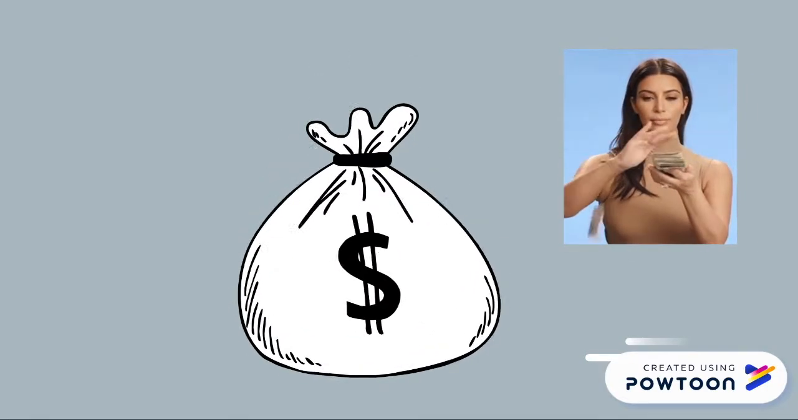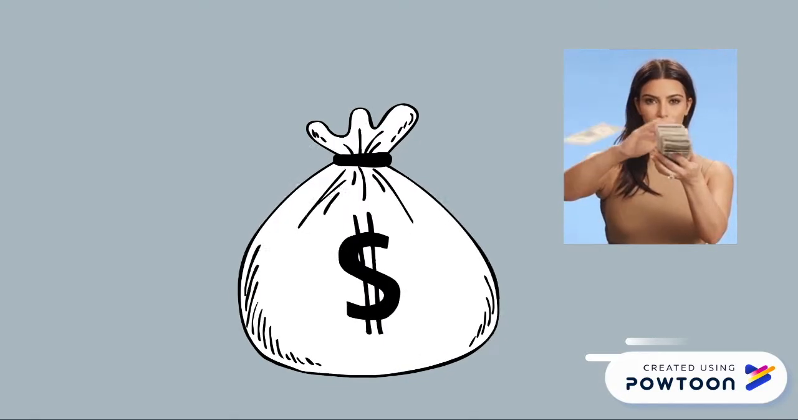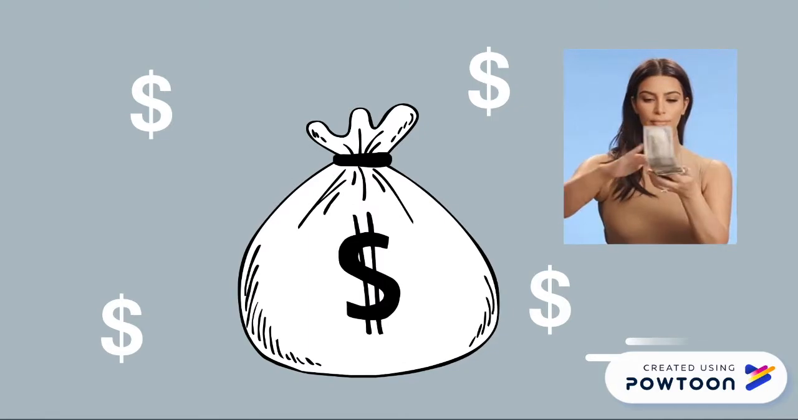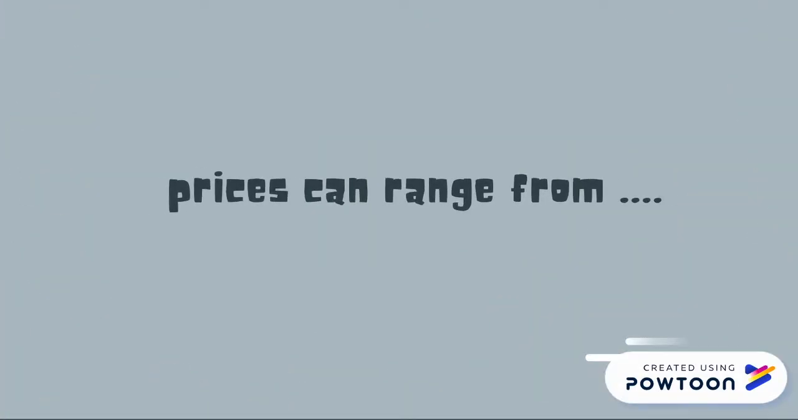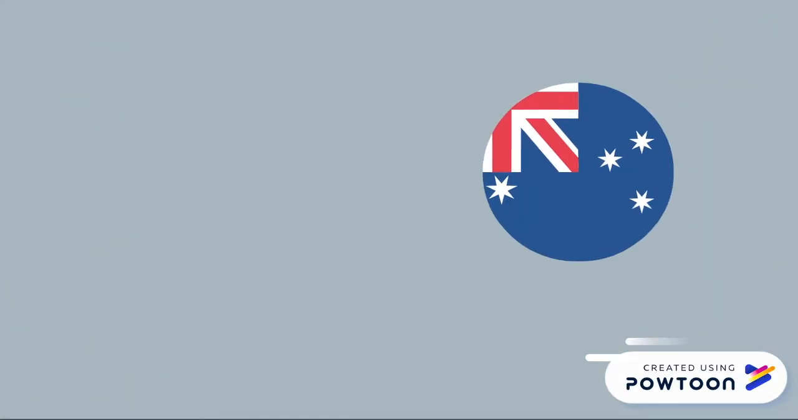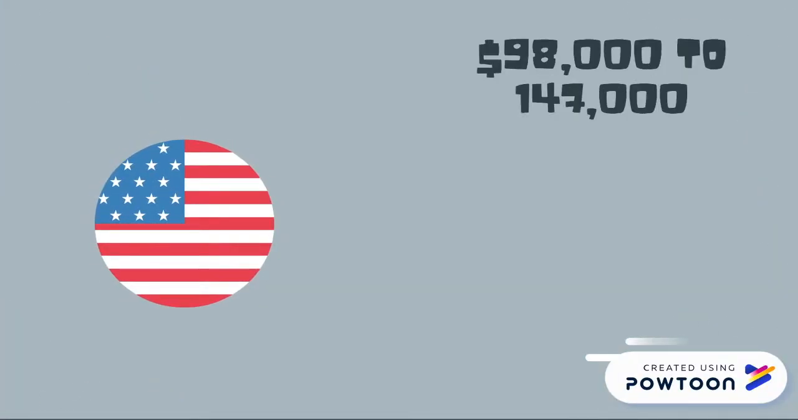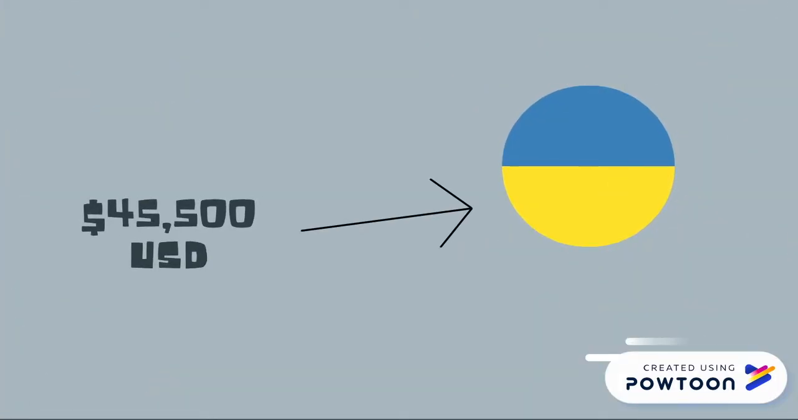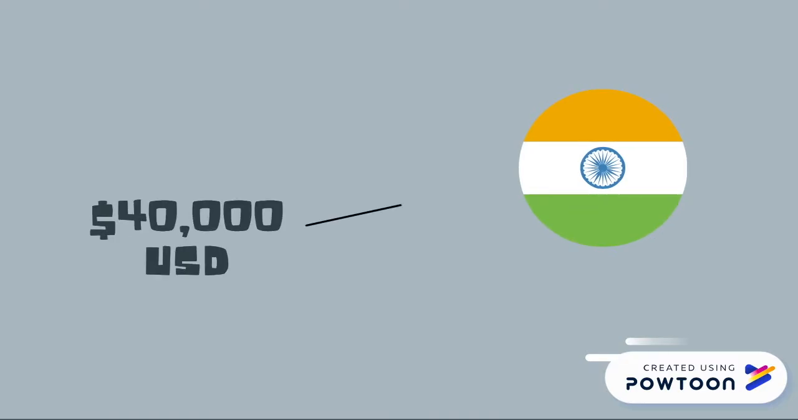The costs are determined by the consultations, procedures, surrogacy rates per baby, time, waiting lists, and companies involved. The price of surrogacy differs across countries, but some we have chosen range from $15,000 to $100,000 US in Australia, from $98,000 to $147,000 in the USA, from $45,500 US in the Ukraine, from $40,000 US in India.